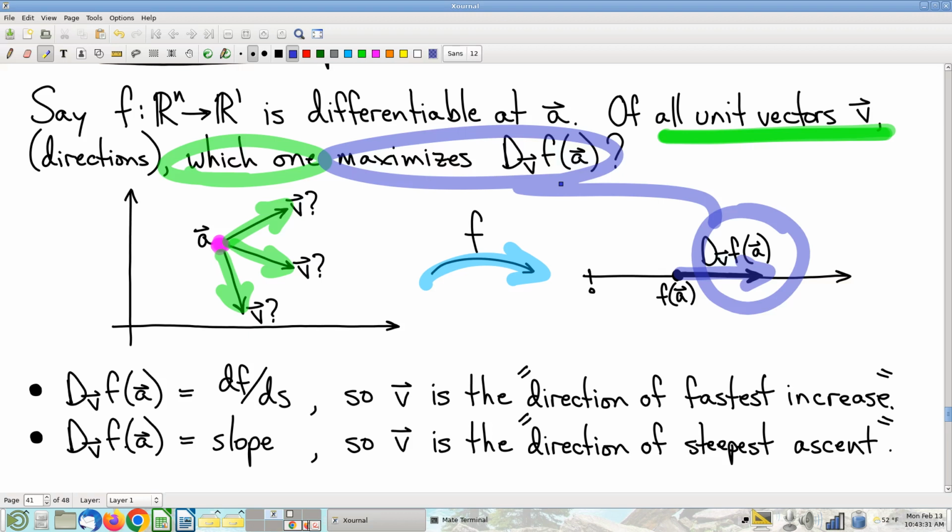Everybody see how we're going to therefore answer the question? We're going to have to figure out how to maximize that directional derivative. Okay. All right, now before we get to the answer, let's talk about language a little bit.